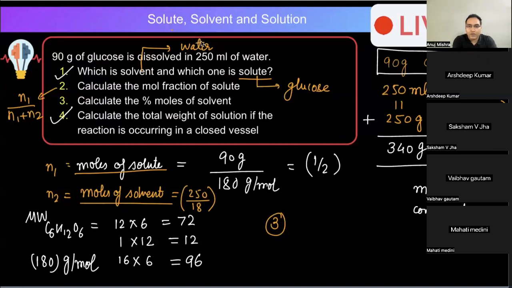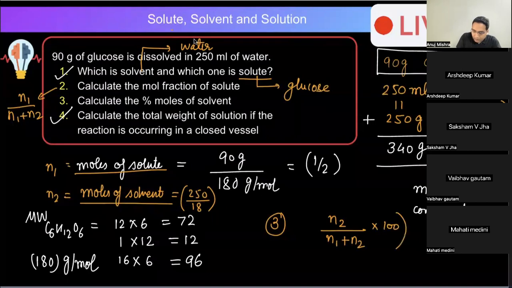Anyways, so this is clear. I can proceed to the next thing. And this answer is expected from everyone. What is the method for this answer? What are you going to do in this part? Percent by moles of solvent is there. So solvent moles divided by total moles into 100. This is the maths you have to solve.